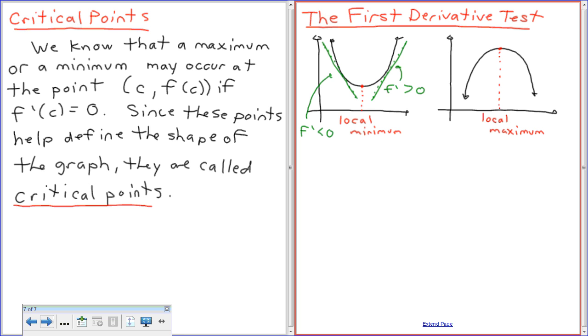Is there any time you can think of where there wouldn't be a local min or a local maximum, when you'd have f prime of x equal to 0? When would you not have a local min or local max? Like a point of inflection. A point of inflection would be weird. That would be a positive slope to positive slope or negative slope to negative slope. But this is for these types of ones.